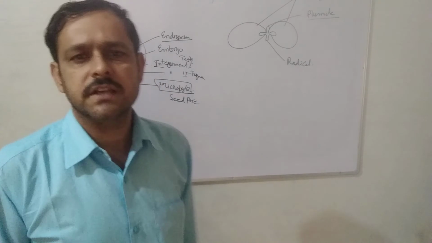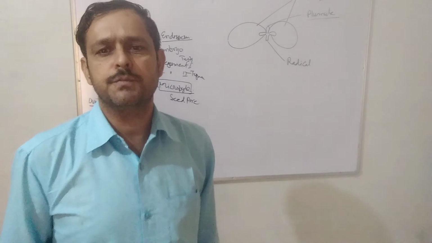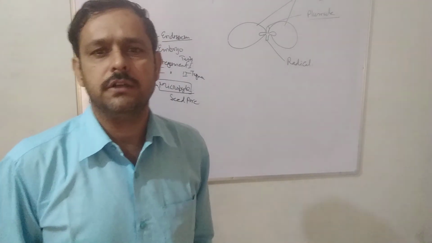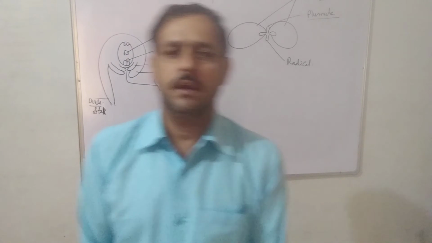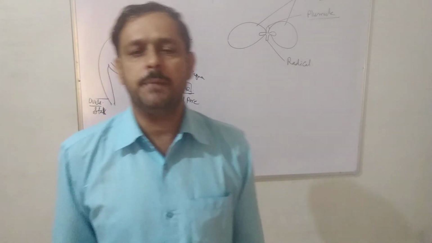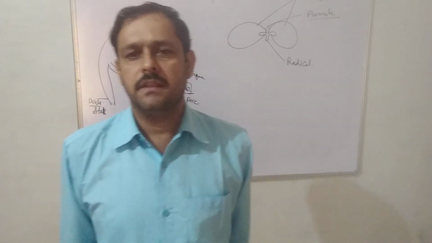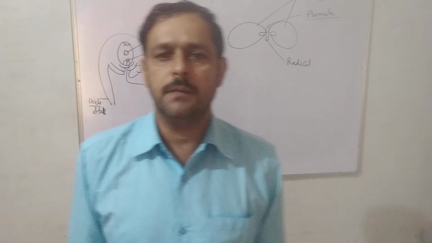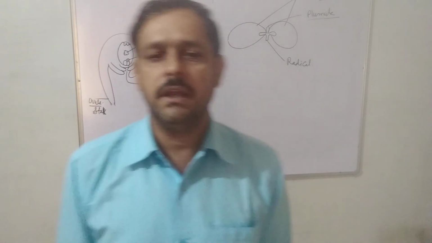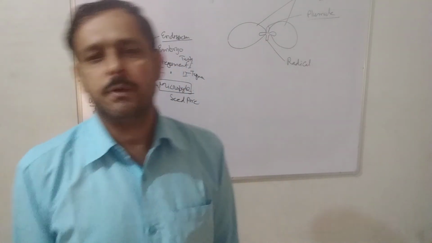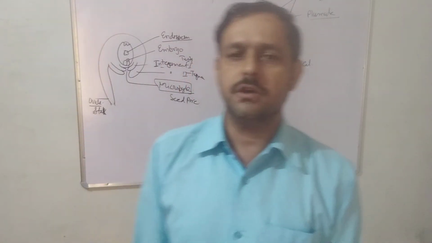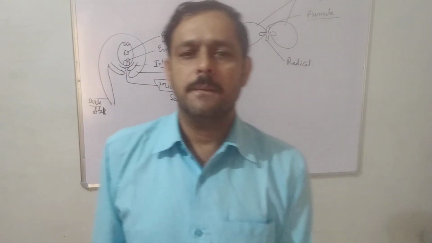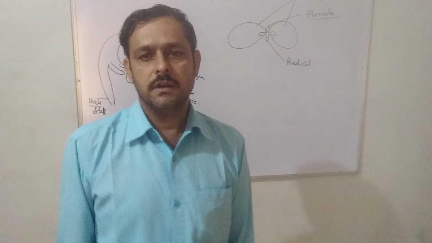In some seeds such as castor, the endosperm formed as a result of double fertilization is a food-storing tissue. In some plants such as gram, bean and pea, the cotyledons store the food and the endosperm is not present in mature seeds. Such seeds are called non-endospermous.